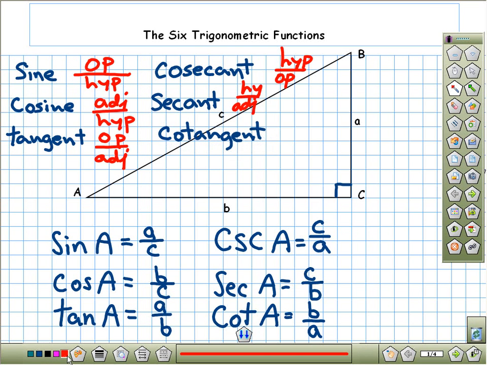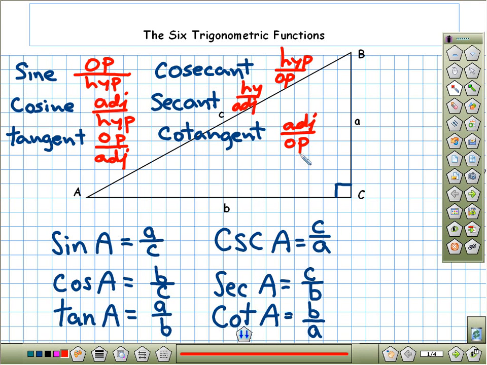And cotangent is going to be adjacent over opposite. Any questions about that? Okay.